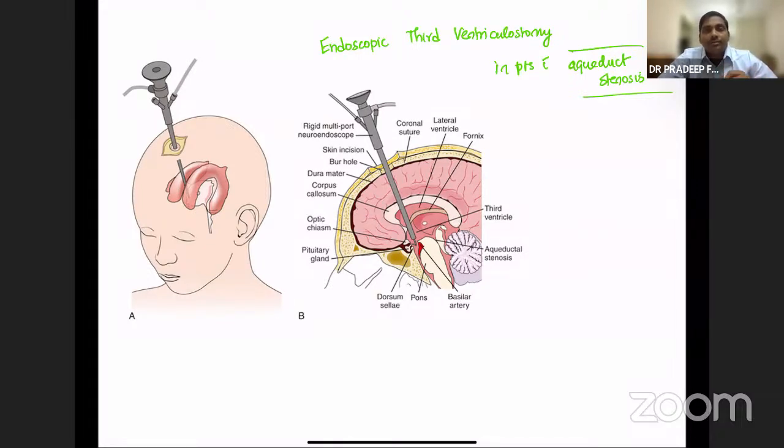In such a situation, there is no need to place the VP shunt. You can even place a third ventriculostomy. You can directly bypass the drainage of the CSF from the third ventricle into the subarachnoid space here.